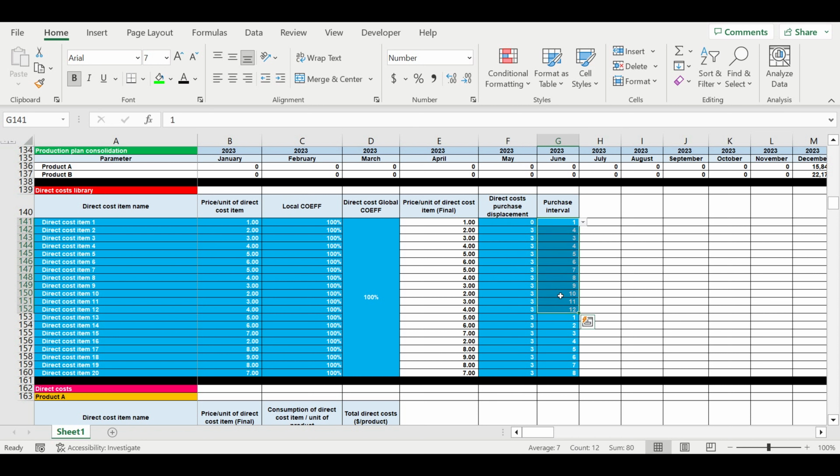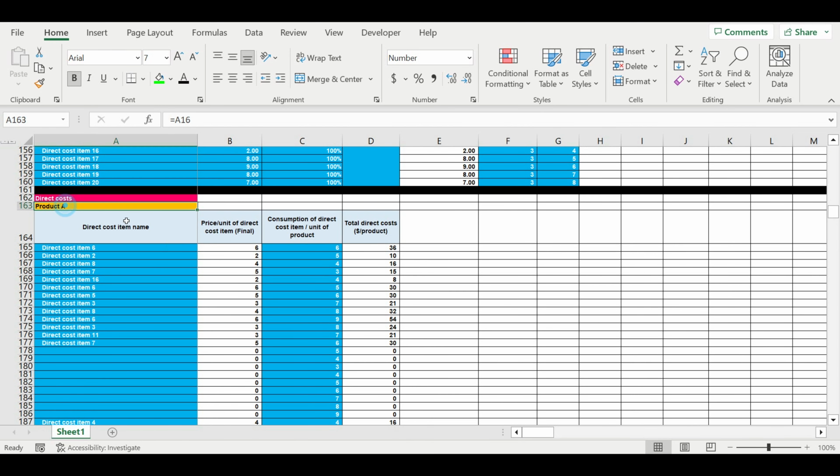Here on the right we have a purchase interval specification. Here we can specify how often we buy this raw material. So 1 means that we buy it monthly. For example, 7 means we buy it once in 7 months. 12 means we buy it once a year, once in a 12 months period.